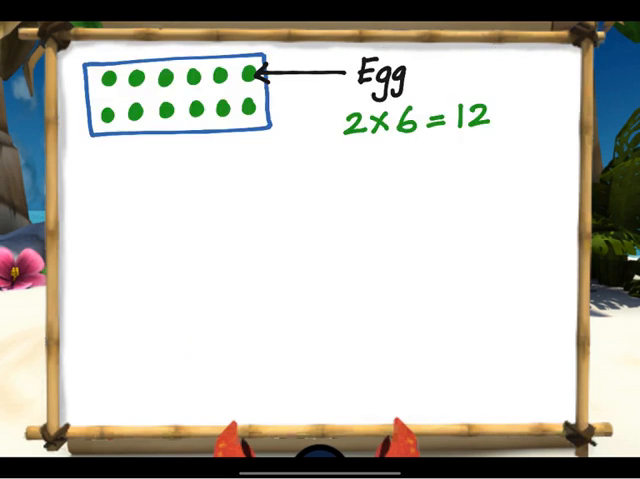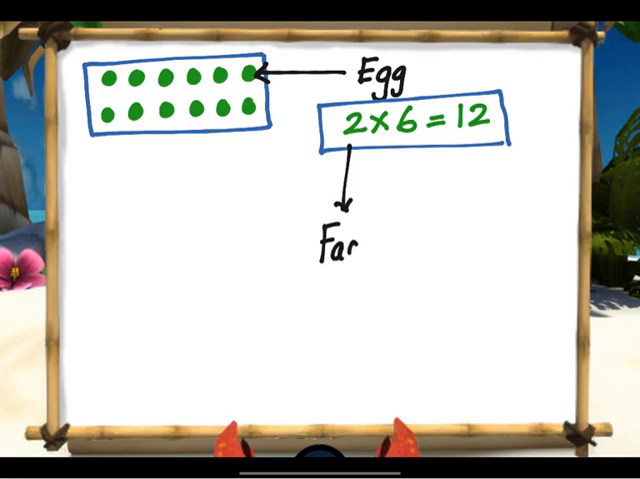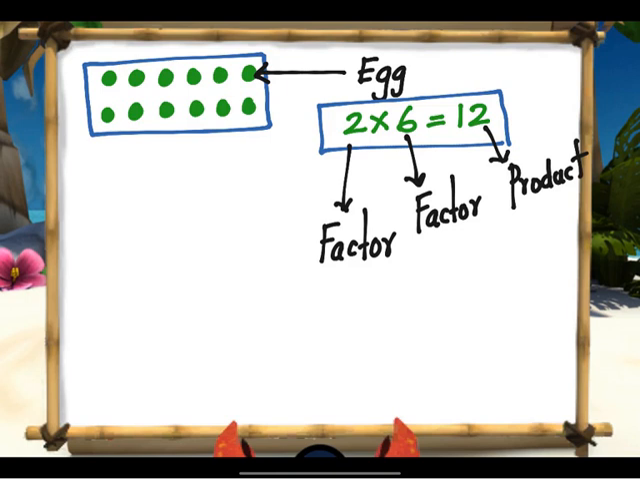Okay, now we know that Robbie has 12 eggs. And the multiplication equation is 2 times 6 equals 12, right? 2 is a factor. And 6 is also a factor. And 12 is called the product, which is a total, right? So this factor represents the number of groups.